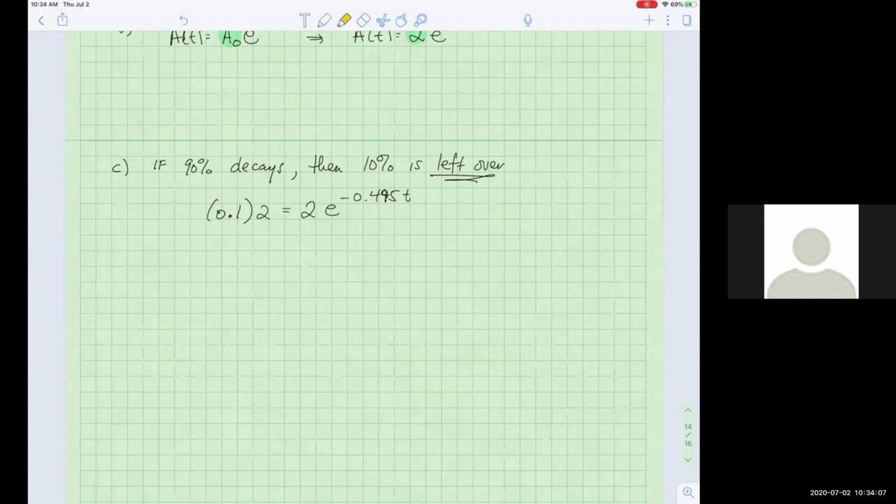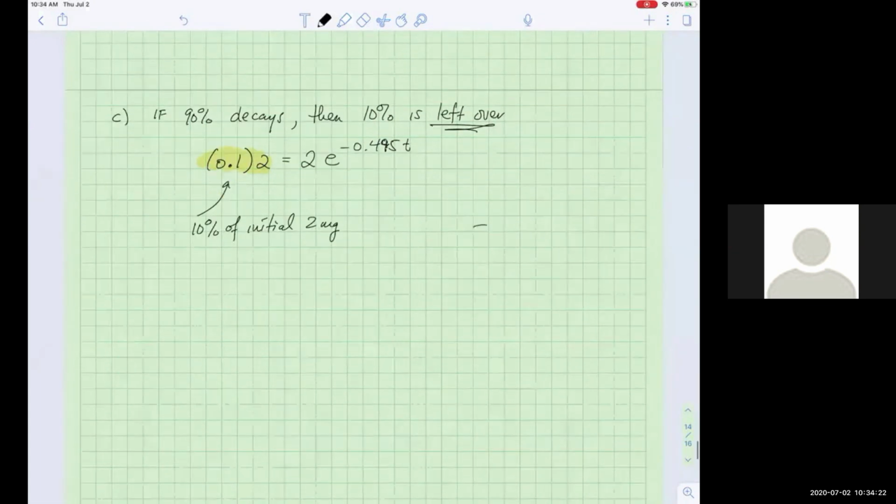So this is 10% of the initial 2 milligrams. You'll notice again here as we begin to solve for this and we divide both sides by 2, we get 0.1 is equal to e to the negative 0.495 t, which again means that it doesn't matter how much you start with, it's going to take the same amount of time to decay down to 10%, whether you start with 2 milligrams or 2 kilotons. Doesn't matter. 2 kilotons of phosphorus, though, is a lot.